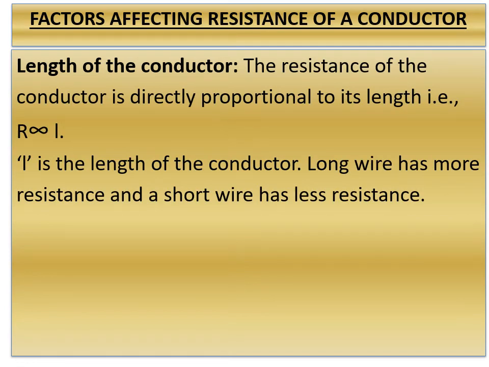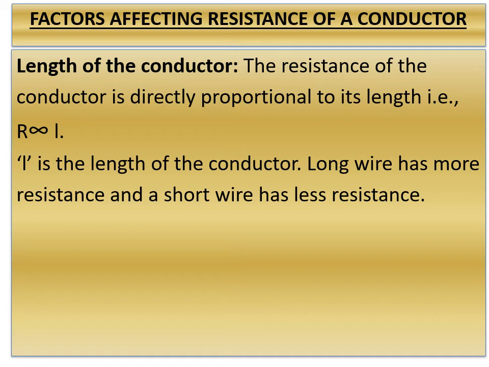First point is length of the conductor. The resistance of a conductor is directly proportional to its length. That means, we know what is resistance? Resistance is the obstruction to the flow of electrons in a conductor. So as you increase the length of a conductor, we will find more obstruction for the flow of electrons. So that's the reason R is directly proportional to L, where L is the length of a conductor.